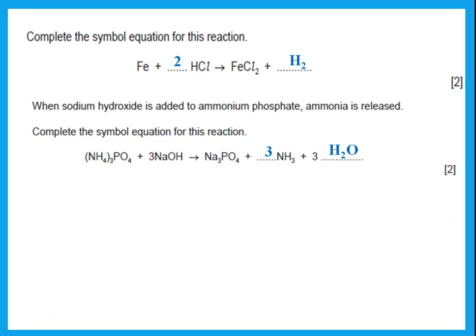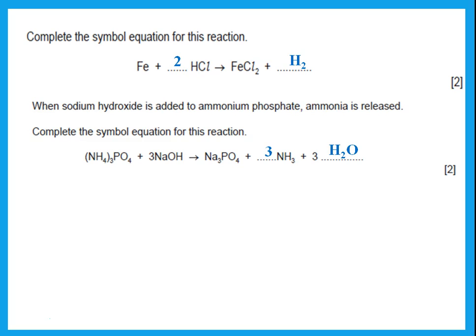Now, what else do we have? How many sodiums do we have? Before the arrow, we have 3 sodiums. Can you see that we have 3 sodiums before the arrow? After the arrow, we have 3 sodiums. So that is balanced. And how many hydrogens do we have in total before the arrow? Before the arrow, I have 3 times 4. That's 12 plus 3. So I have 15 hydrogens on that side.